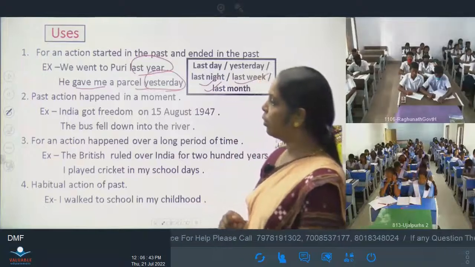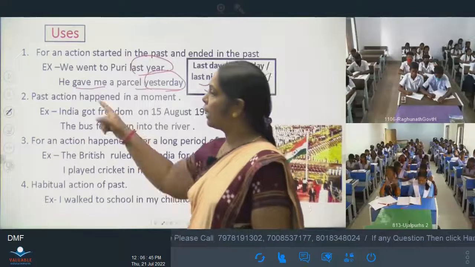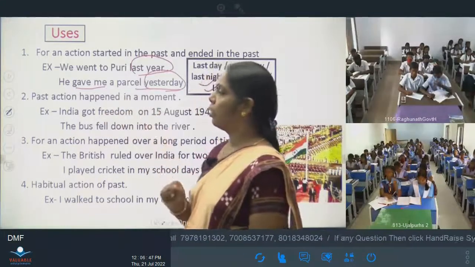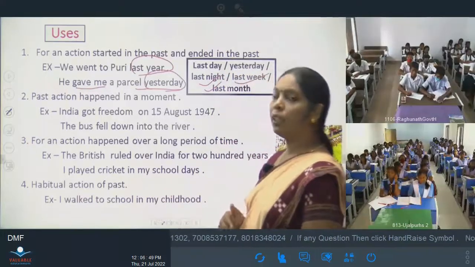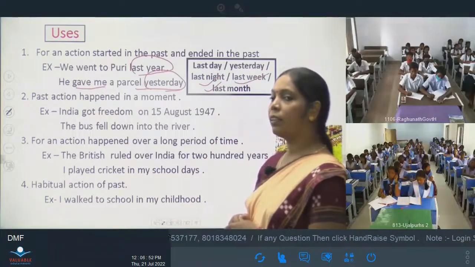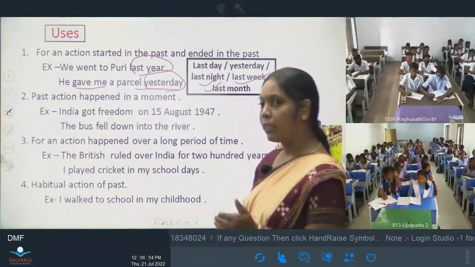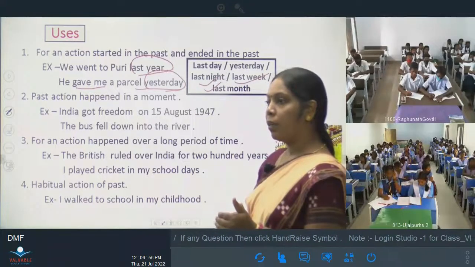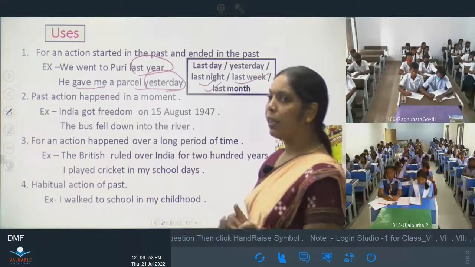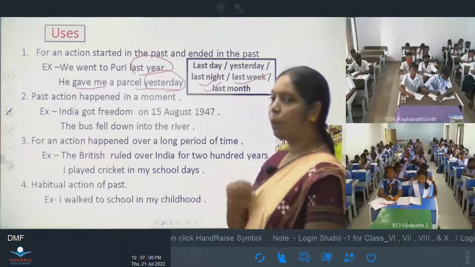The next example is here. Past action happened in a moment. We use past simple tense for an activity of a definite time of the past.